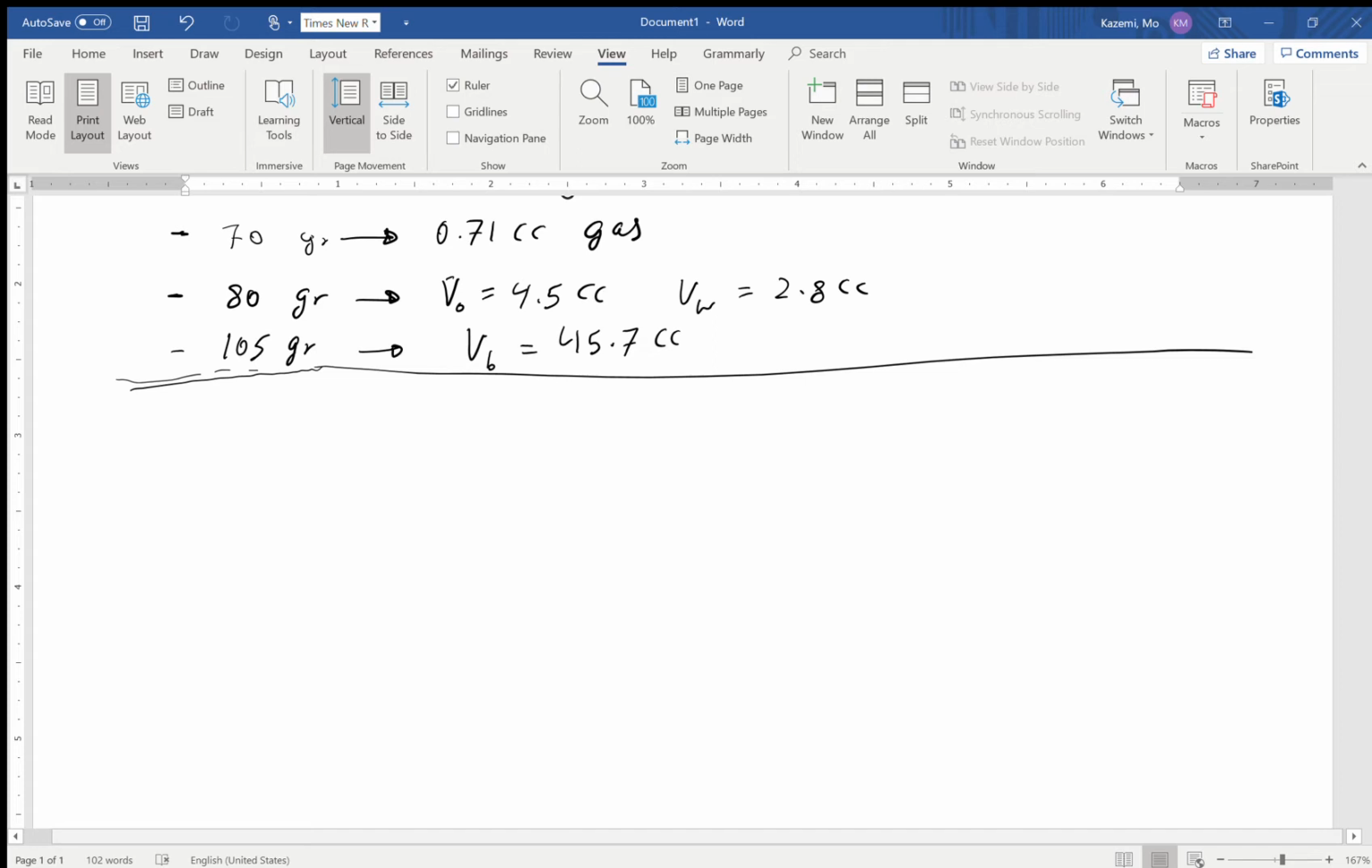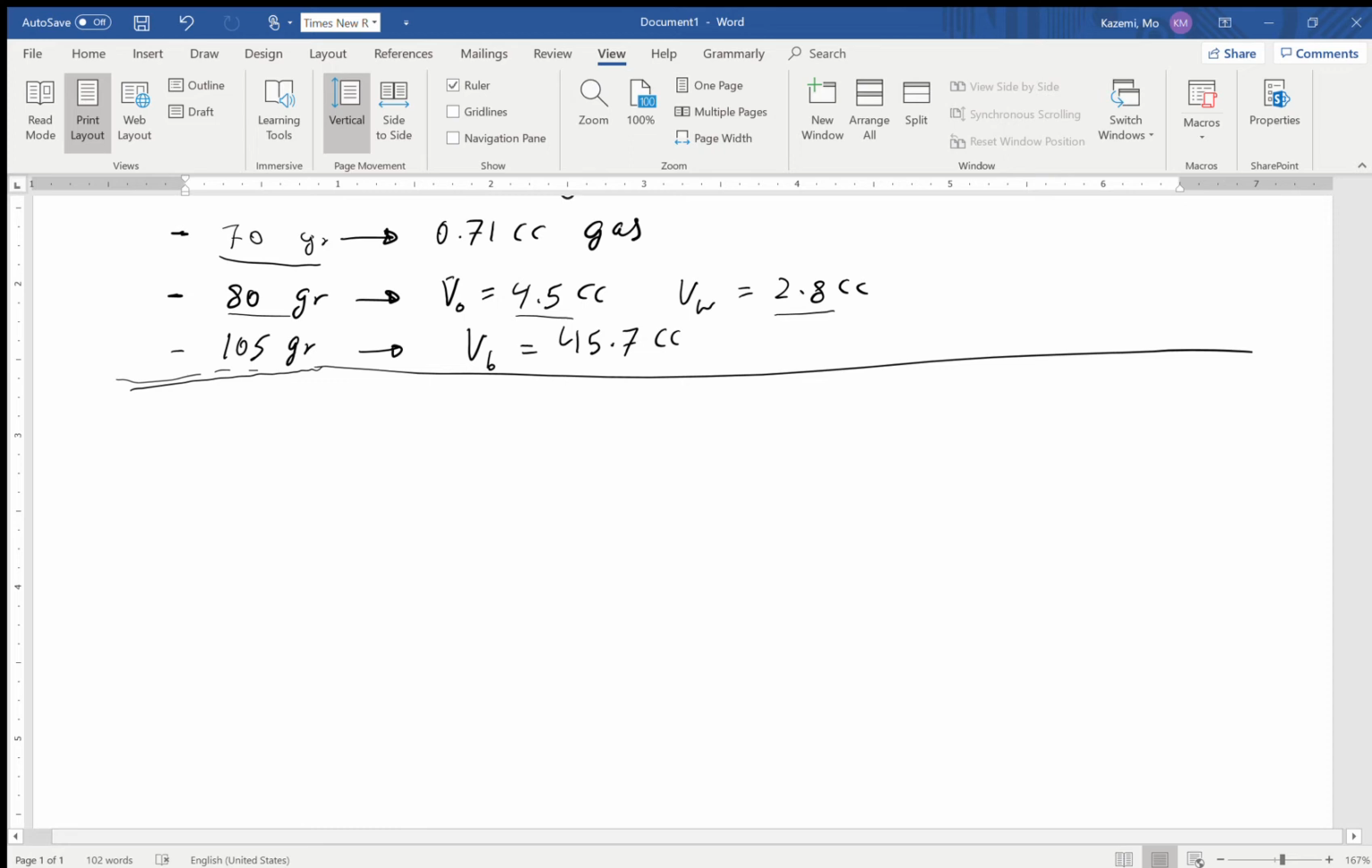But what you need to do is basically put all these in the same consistent amount. So for example, your gas volume is 0.71 cc, right? But that's only for 70 gram of the sample. How about if you had 80 grams? How about if you have 105 gram? How much gas would you have? So you can see also for this one, the volume of oil is 4.5 cc. The volume of water is 2.8 cc, but that's only for 80 grams of the sample, right? How can you make all these measurements into one correct, consistent reference volume? Okay, that's what you need to do first.